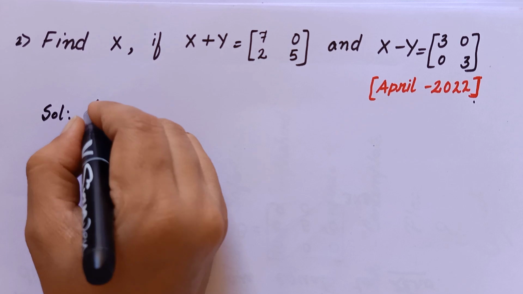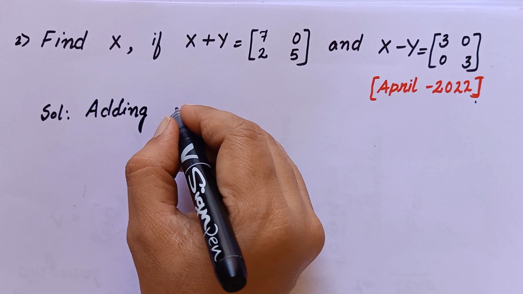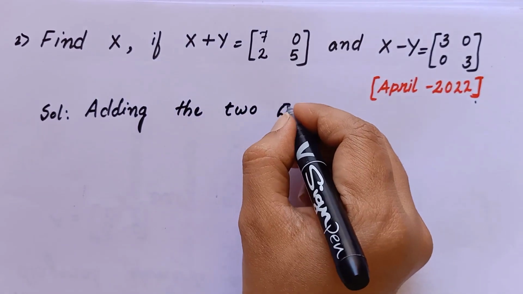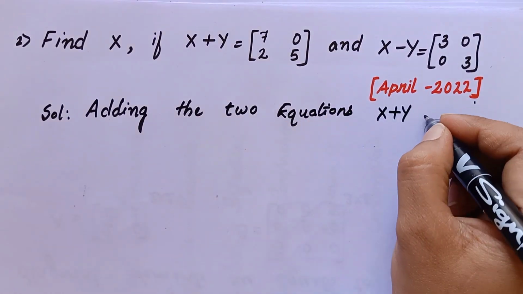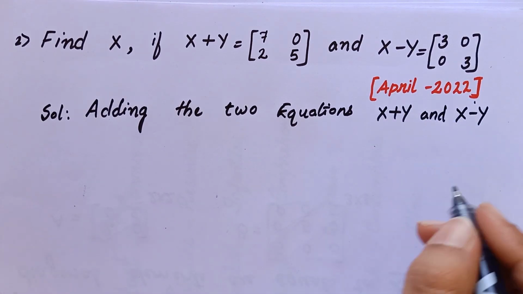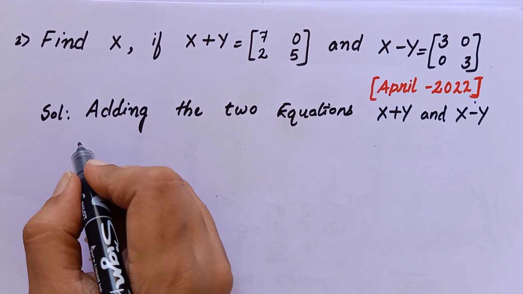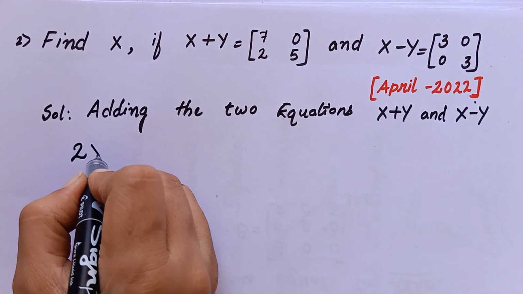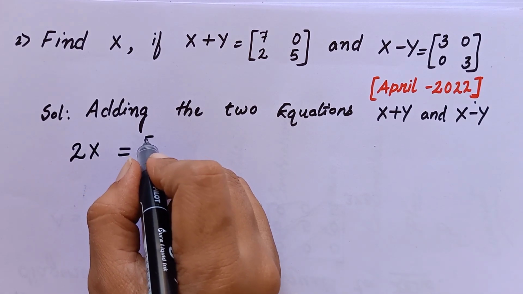As we did in our previous classes, adding and subtracting the equations, the same way you can move on with this, adding the two, x plus y and x minus y. Why not subtract? If we subtract, we will not get the value of x, we will get the value of y. So if we add the two equations, we'll get the value of x, because the question asks for the value of x. Adding x plus y and x minus y, we get 2x, as y and minus y get cancelled.